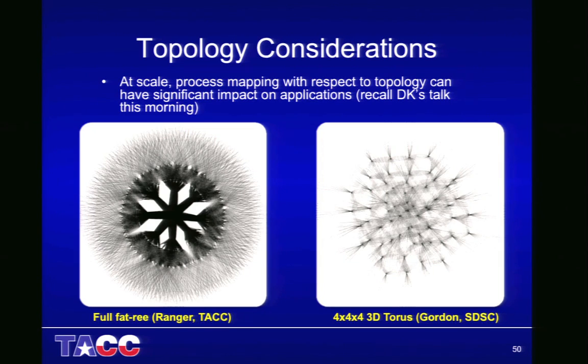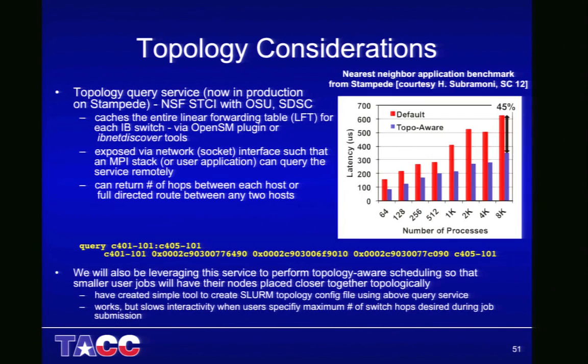This is actually Ranger, but Stampede looks very similar. We've been working with folks at San Diego Supercomputing Center who actually do a torus with InfiniBand. And so these are graphical representations of the 2 different networks, which are quite different. And if we can take into account some of knowing about that topology, as DK talked about this morning, we can actually have a pretty significant impact on applications.